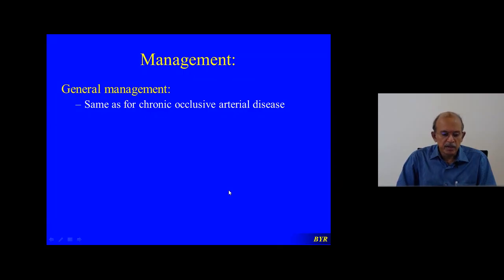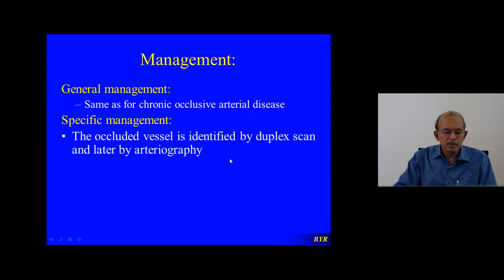You must reassure the patient. Workload on the calf muscle can be reduced by high heel shoes. Protect the gangrenous or ischemic areas. Specific management: the occluded vessel is identified by duplex scanning and later by arteriography. First of all, you have to identify which part of the vessel is occluded and what is the extent of the occlusion. Then you can go for arteriography, which will give clear demarcation of the site and extent of the occlusion.